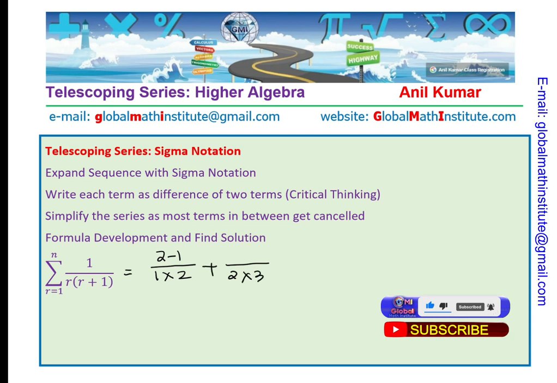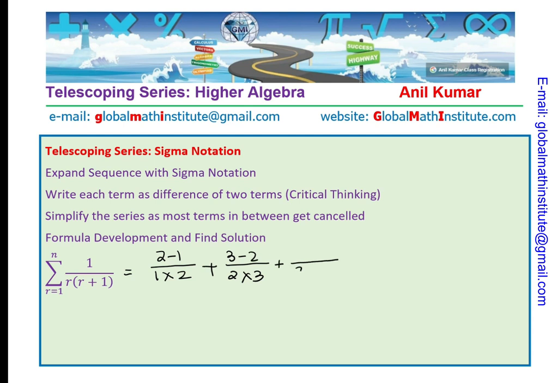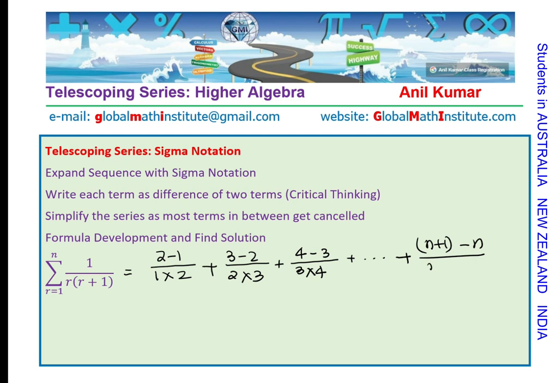2 times 3. And we wrote 3 minus 2, plus this was 3 times 4. And we wrote 4 minus 3 plus so on. And we wrote this as n plus 1 minus n over n times n plus 1. Perfect. Now, do you see the technique?